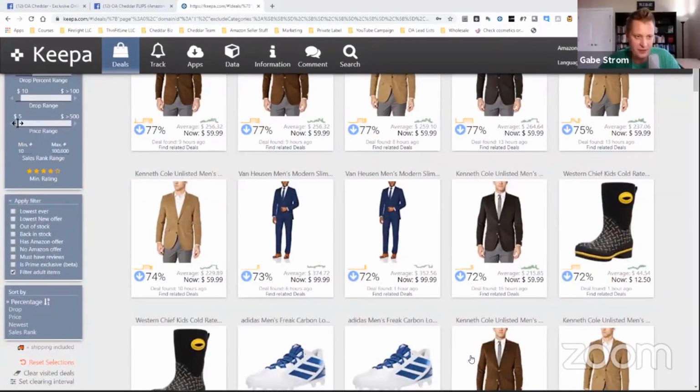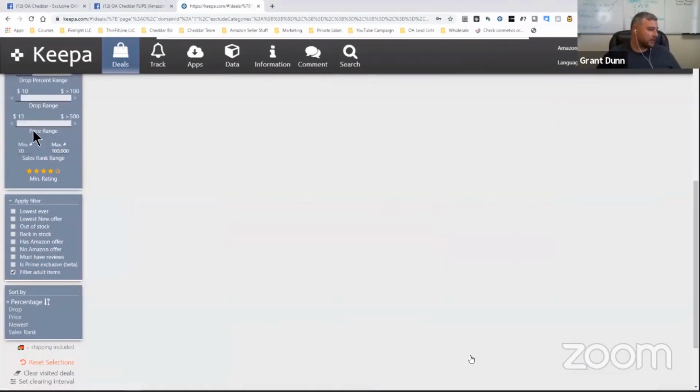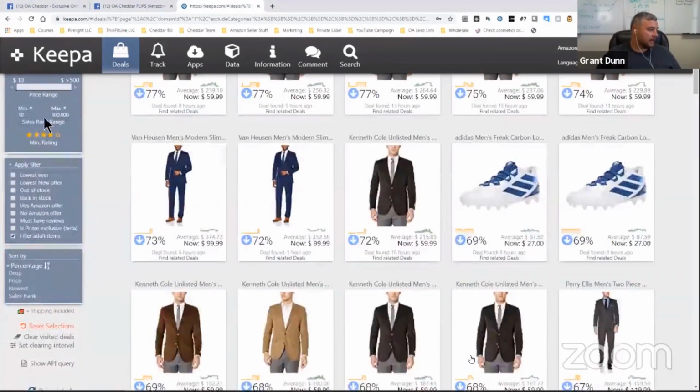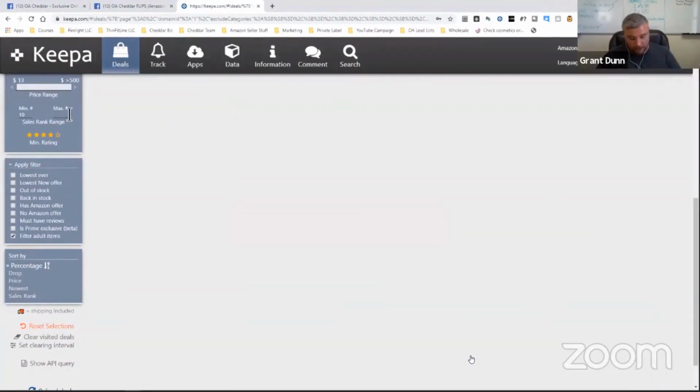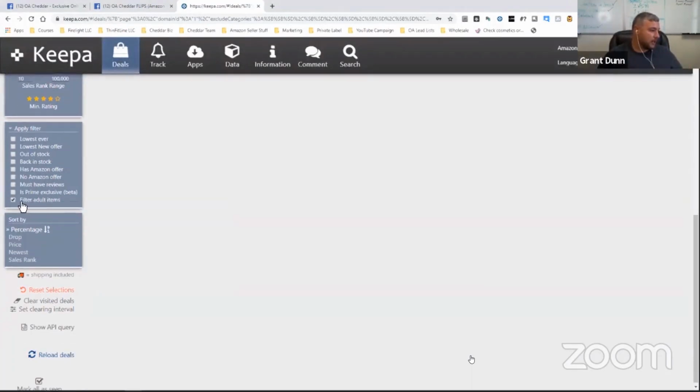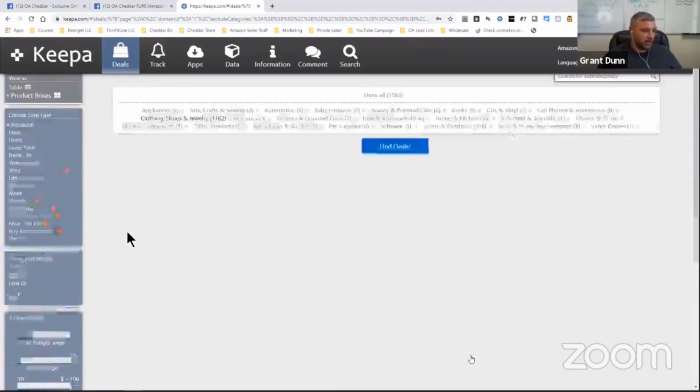Okay. The price range, you'll just go full range, 5 to 15. You might change this to 10. It really doesn't matter. You can play with it and fiddle with it and see what you like. And I've got my rank set. Again, you can be a little bit more flexible on this and go with up to 100,000 or 300,000 or more if you prefer. But we'll do 100,000 today just to reduce some of the results. Okay. And we're going to filter out adult items and sort by percentage. All right. That's what we're going to do.